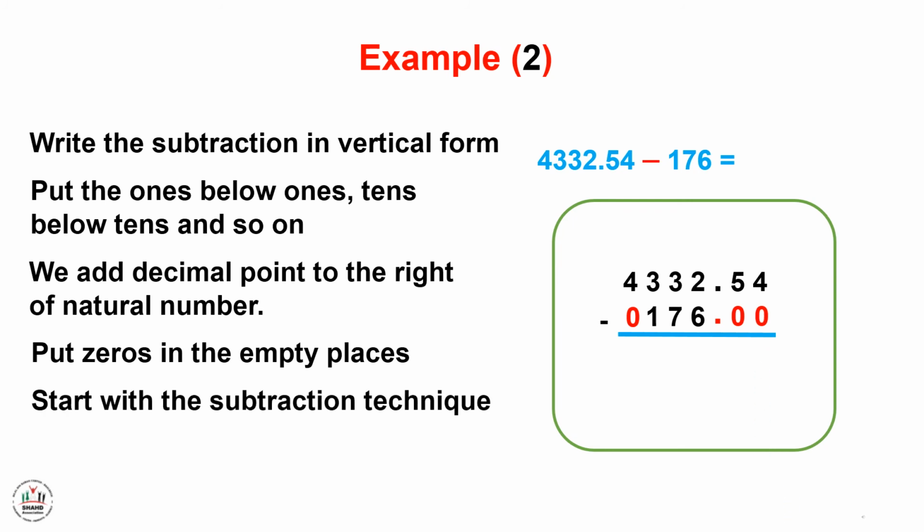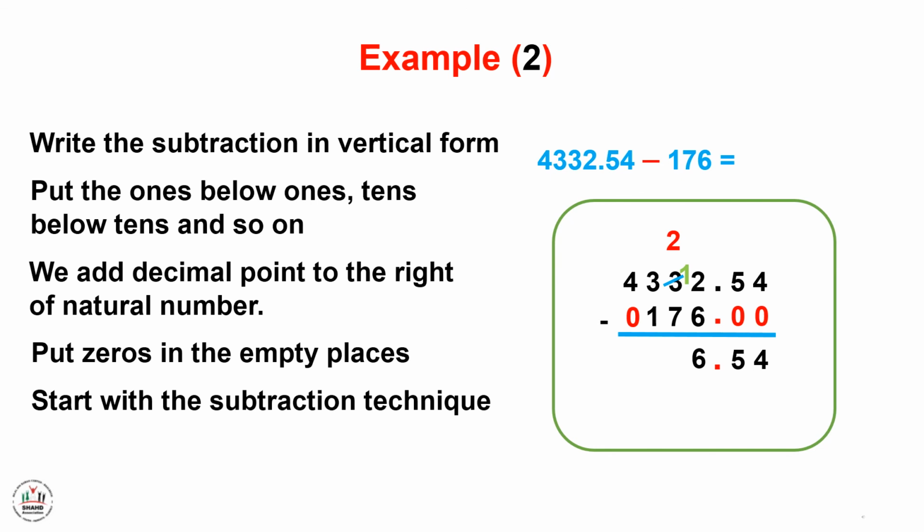Now start with the subtraction technique. So 4 minus 0 gives me 4, 5 minus 0 gives me 5. We put point, then 2 minus 6, so 2 is smaller than 6, so we take 1 from 3 to make 12, so 12 minus 6 gives me 6.